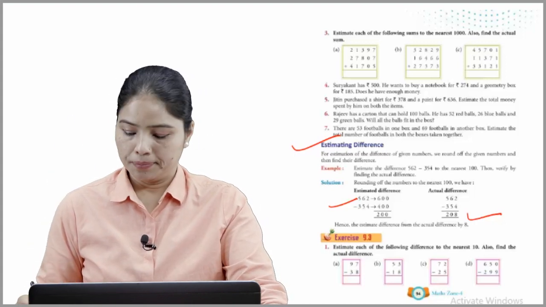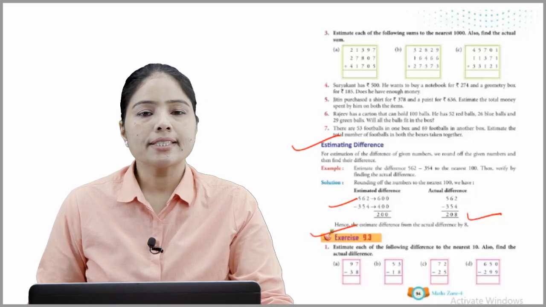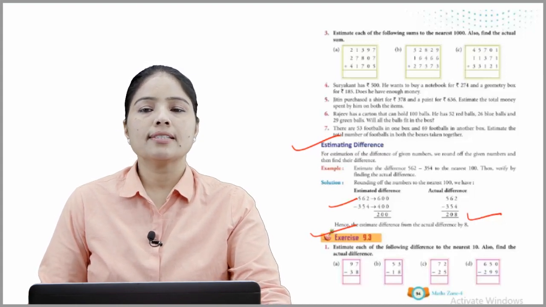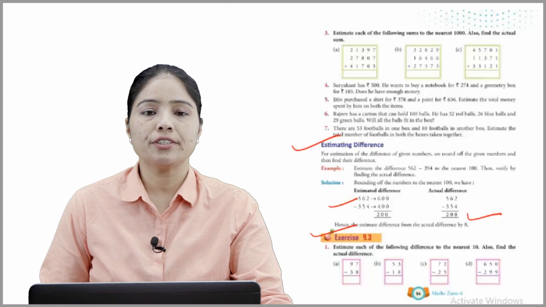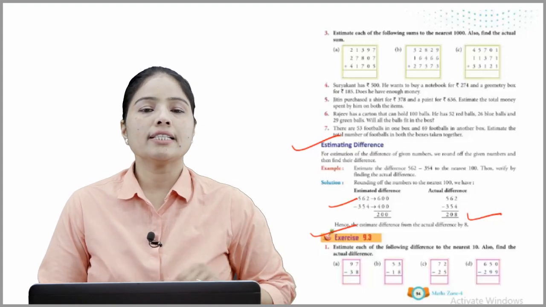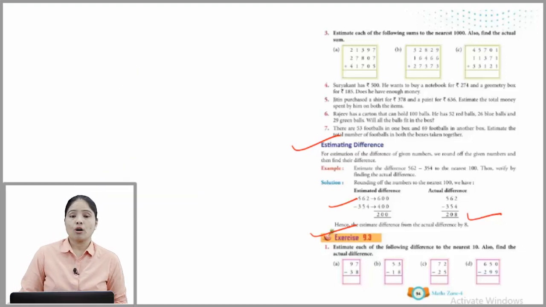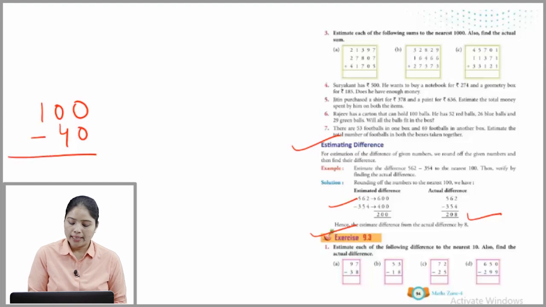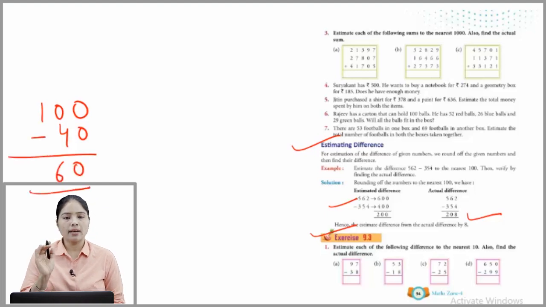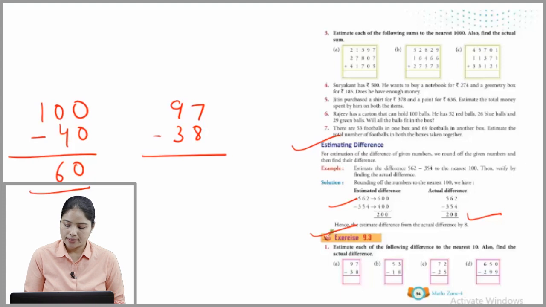एक्सरसाइज 9.3. एस्टिमेट ईच ऑफ द फॉलोइंग डिफरेंस टू द नियरेस्ट 10. ऑल्सो फाइंड द एक्चुअल डिफरेंस. ओके बेटा, फर्स्ट वन इज गिवन 97 माइनस 38. सो एस्टिमेशन ऑफ दैट नंबर इज 97 हमारा किसके करीब है, 100 और 38 का हमारा क्या हो गया, 40. सो आपने क्या करना है, इसको माइनस करना है. ये हो गया हमारा एस्टिमेशन और एक्चुअल क्या हो गया हमारा, 97 और 38 को आप क्या करोगे, माइनस.